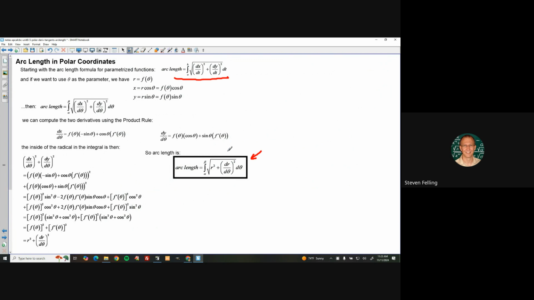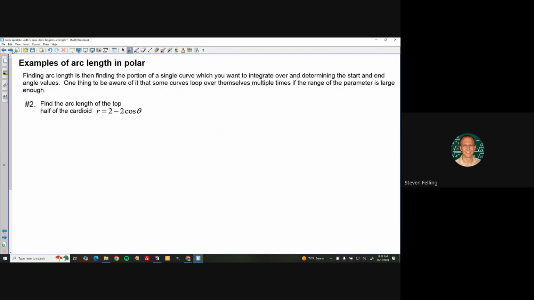Okay, so we will use that to solve two quick examples. These will be much faster than the other examples. All right, last two examples to finish this off. Find the arc length of the top half of the cardioid given by this. So we will use technology to graph that.